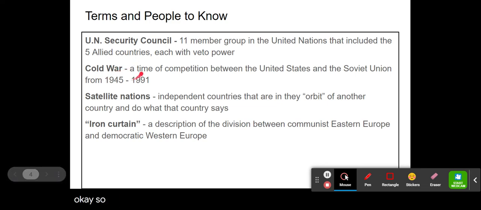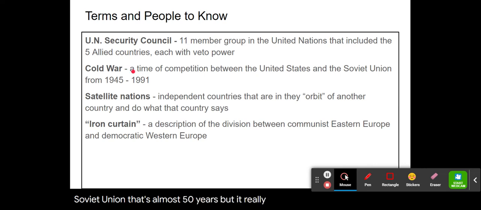Okay. So this time period after World War II begins the Cold War, the rise of competition and tension between the U.S. and the Soviet Union. It lasts almost 50 years, but it really starts to develop after World War II in terms of what should be done about Europe and what should be done about Germany. Stalin wants to protect the Soviet Union from potential invasion. The United States wants more freedom and democracy in Europe.